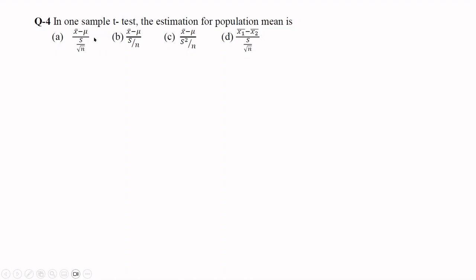Next question, in one sample t-test, the estimation for population mean is. So here we have a one sample t-test. We have only one sample, and the estimate for the population mean is given by x bar minus mu upon s by root n. This formula we are familiar with. So the correct option is option A.